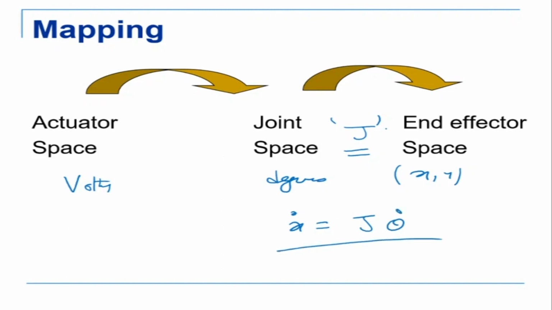Now, this mapping can be very funny. In case J is non-square, so it can be m by n, there is also a null space. Some of the velocities that you give to the actuator can go to the joint space, and from the joint space they can go nowhere. They can go into the null space. So it's very important to understand how the mapping of J works, and the transformation that takes place between joint space and end effector space.